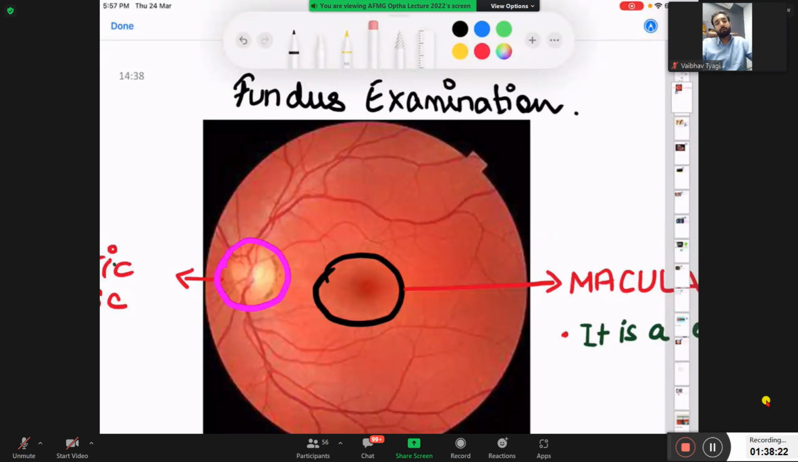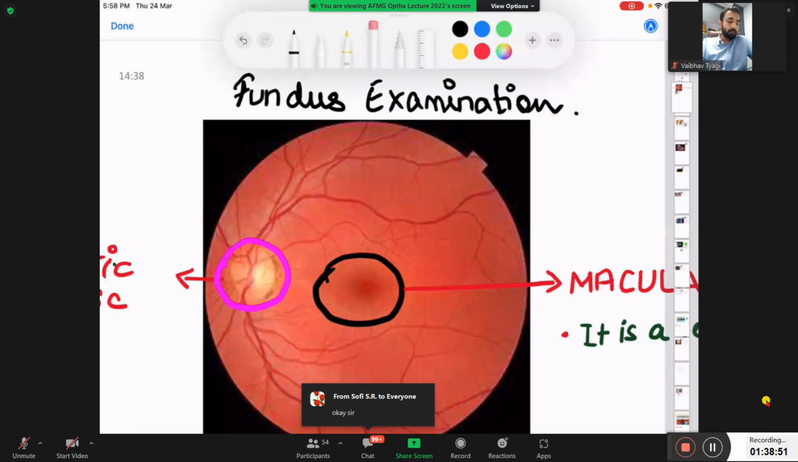For accommodation, if you want to correct presbyopia, then only and only convex lens is given. Only plus glasses are given in presbyopia, never the minus lenses. Yes, I'll share some written PDF notes after the class. I'll share the images also. All the images will be shared as well as some written notes.